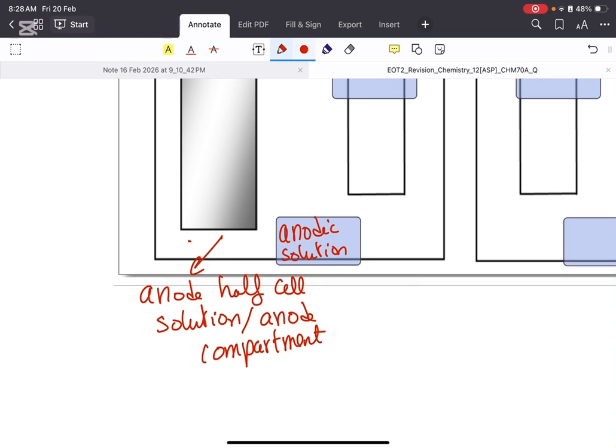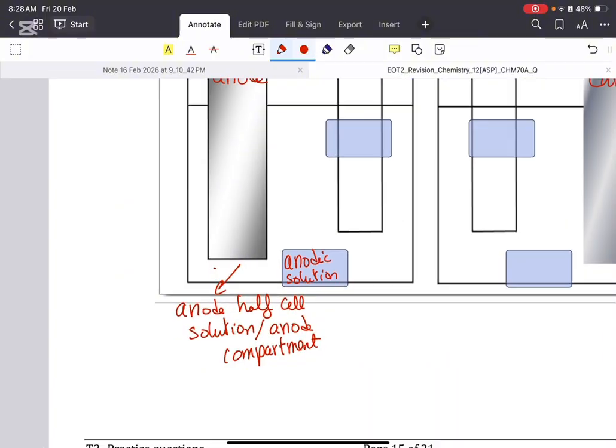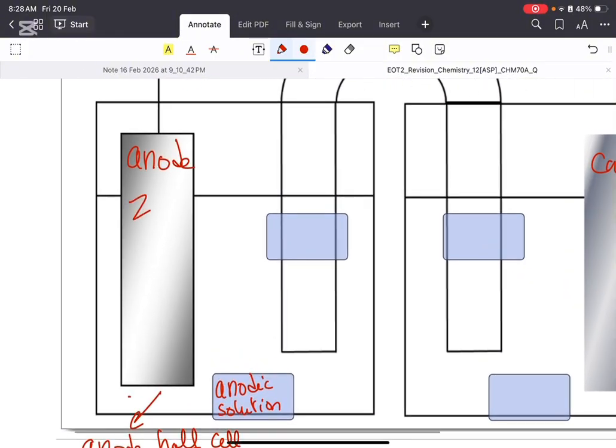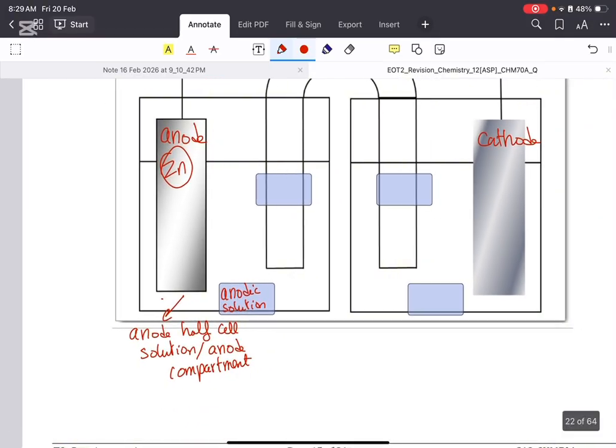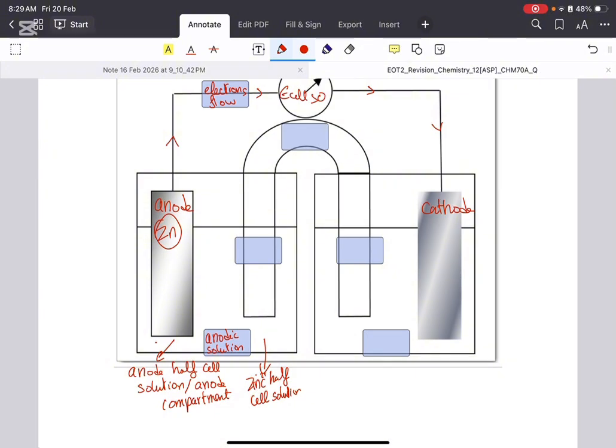Or anodic half cell, for example. Or let's say if you know that this electrode is zinc, then you can say that this solution is the zinc half cell solution. It's going to be Zn 2 plus. But you cannot at all call this solution anode, just anode. Anode is an electrode. It has to be a solid metal, just to make that clear.